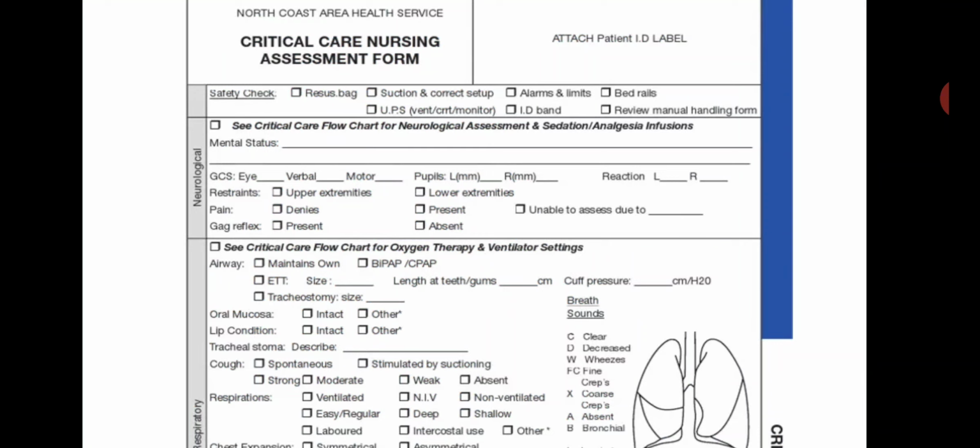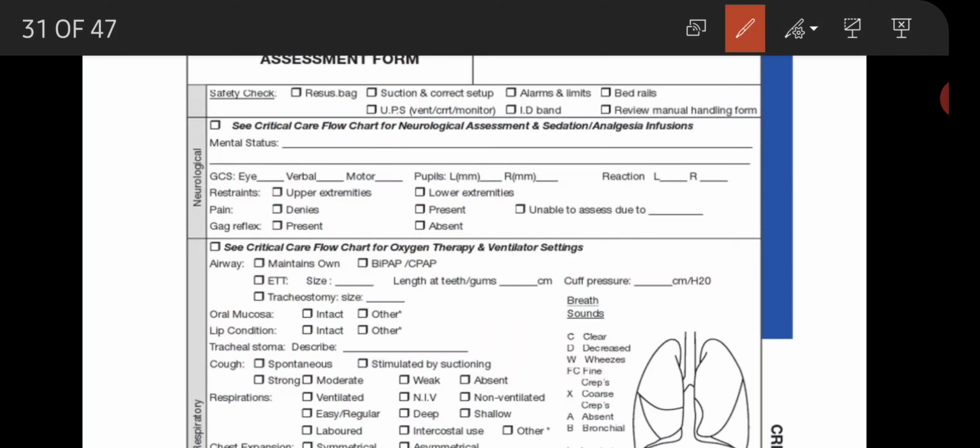Now, this is an example of a nursing assessment form for the ICU, mostly requiring the nurse to put a check mark for any patient finding. So let's try this one. Let's say after your assessment, you identified that the client has an intact oral mucosa, there are no cracks in the lips, and the client is able to cough spontaneously and so on.